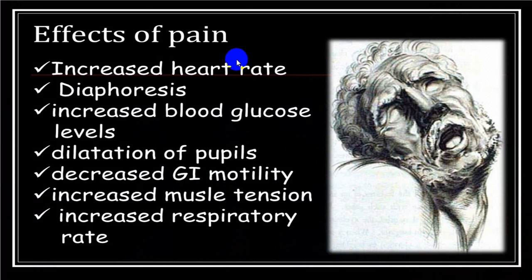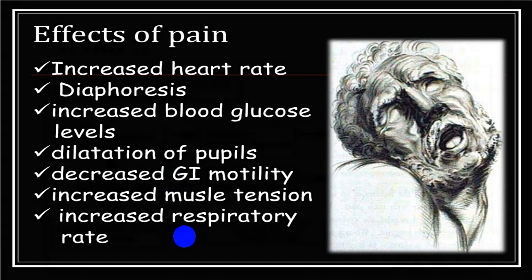Because of pain, a person gets an increase in heart rate a good number of times. If the pain is very severe, he can get diaphoresis. As a stress phenomenon, you get an increase in the blood sugar level. There's a dilation of pupil, decreased GI motility, and increased muscle tension. So tone in the muscle is increased, and even your respiratory rate is increased. These are some of the effects of an acute severe pain.